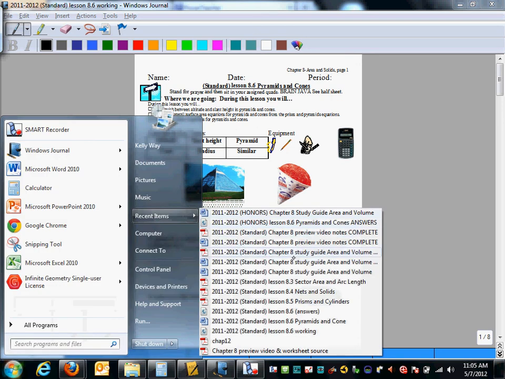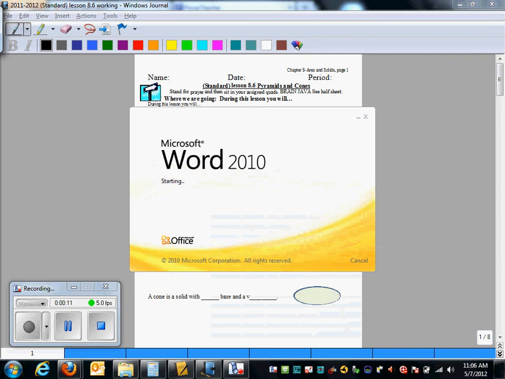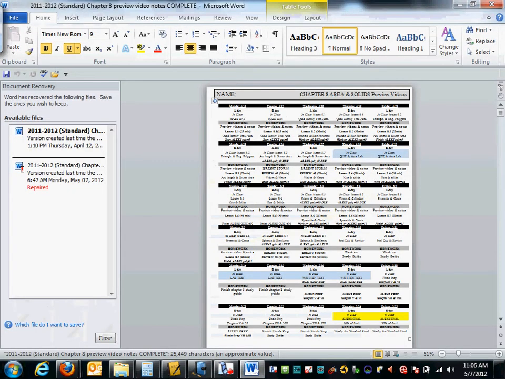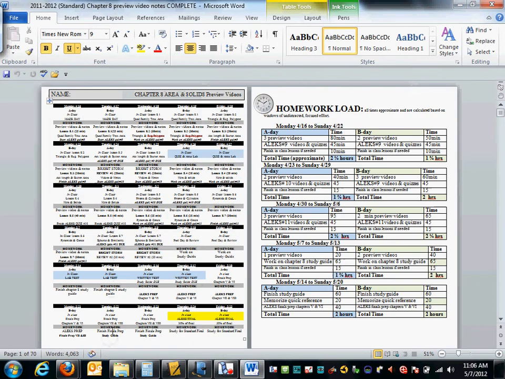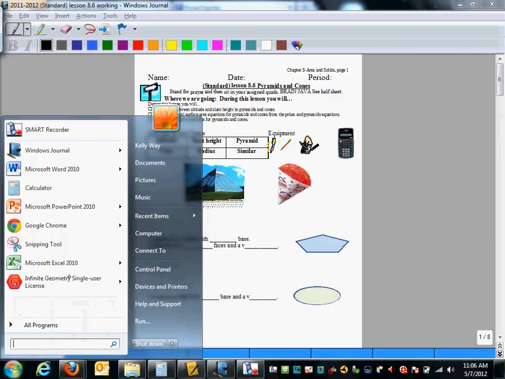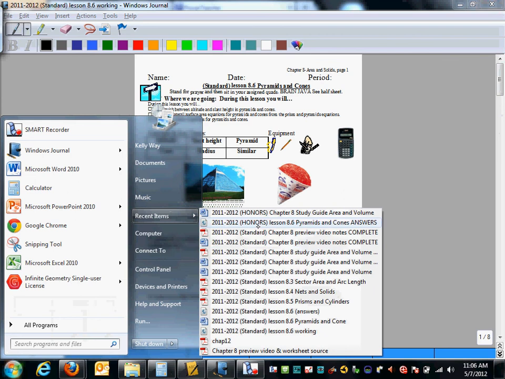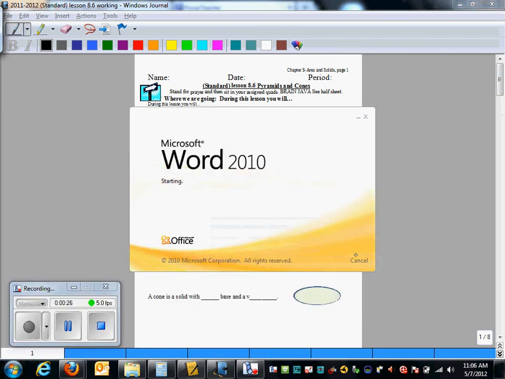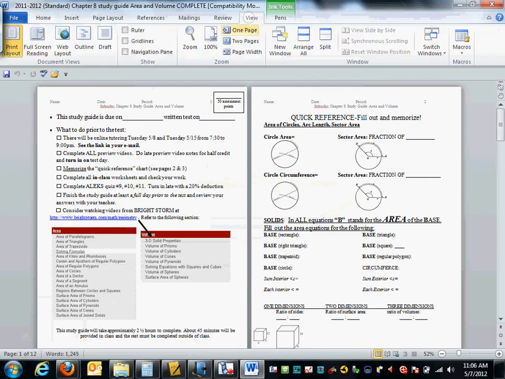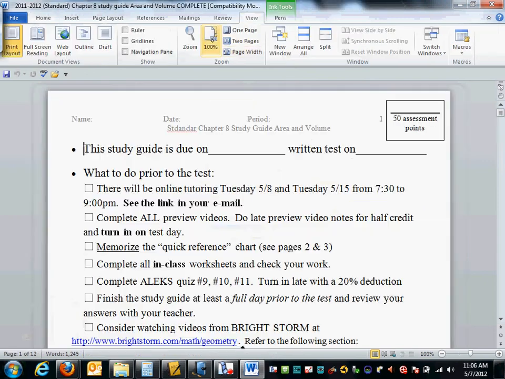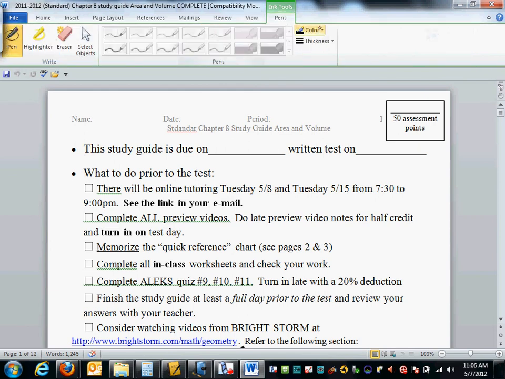You're drawing a pyramid and a cone on your handout today. I'm doing that right now. Alrighty, guys. Before we move on, I'd like you to take a look, please, right here at your study guide.